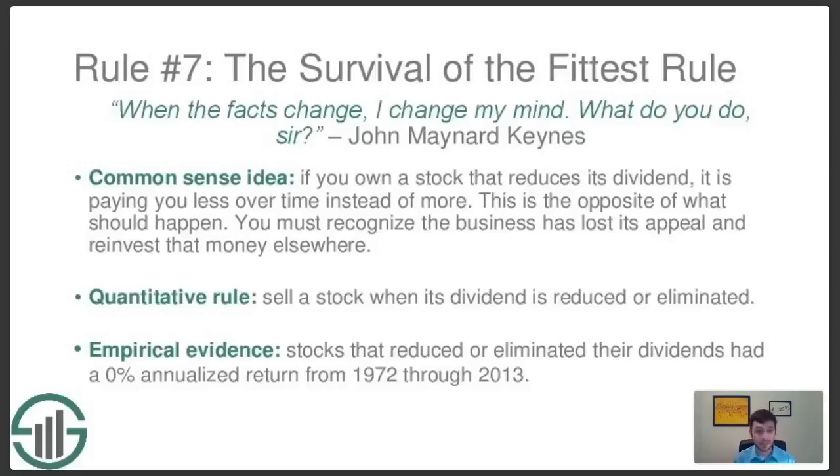The quantitative rule is to sell a stock when its dividend is reduced or eliminated. The empirical evidence here is that stocks that have reduced or eliminated their dividends had a 0% annualized return, and 0% is not good, from 1972 through 2013. So that's a 41-year period.